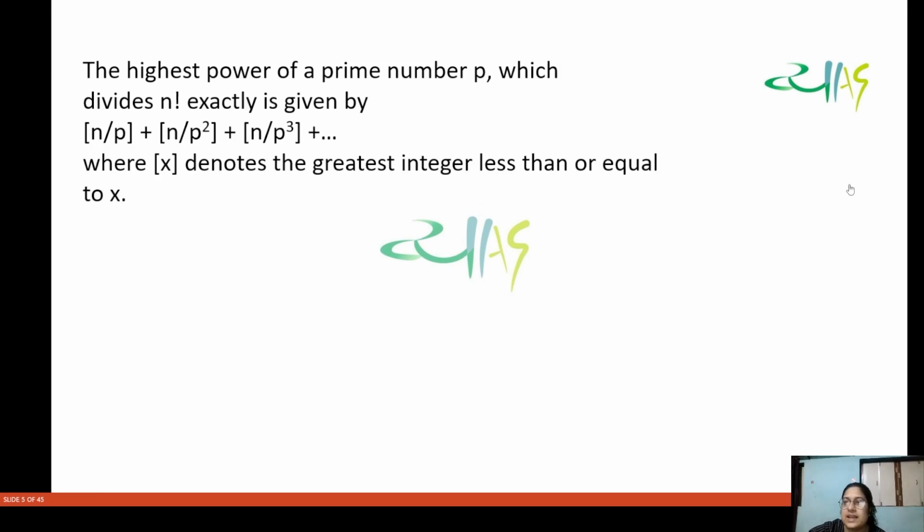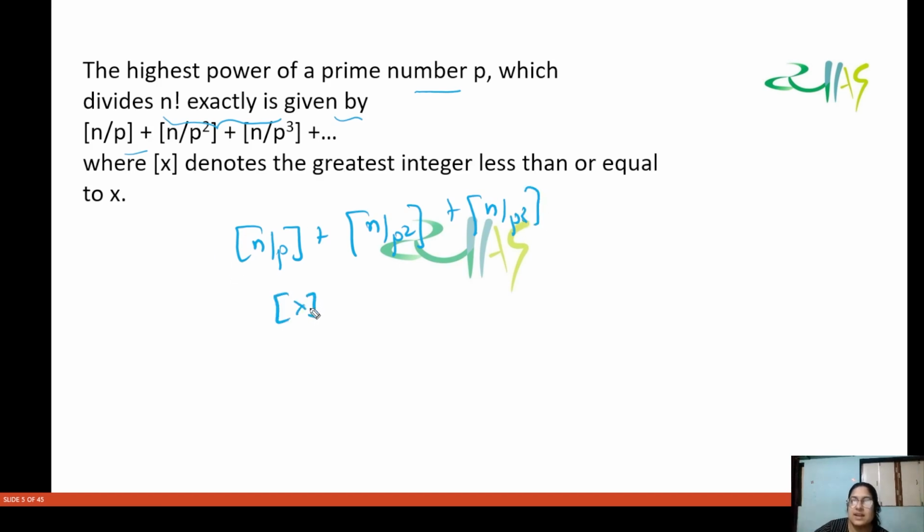Okay. Now see, the highest power of a prime number p which divides factorial n exactly is given by [n/p] + [n/p^2] + [n/p^3] and so on, where [x] denotes the greatest integer less than or equal to x. So basically here there are two concepts involved. What is factorial n first of all?